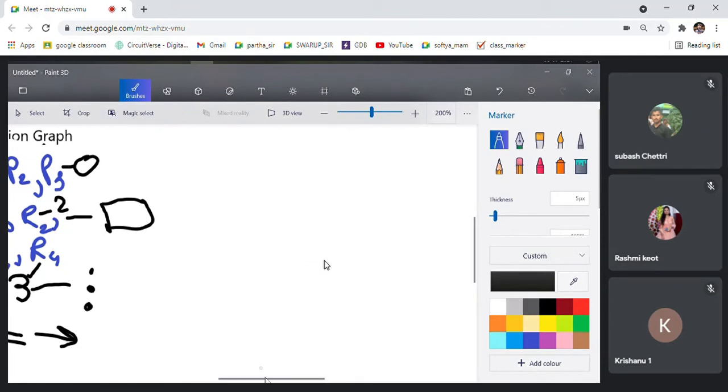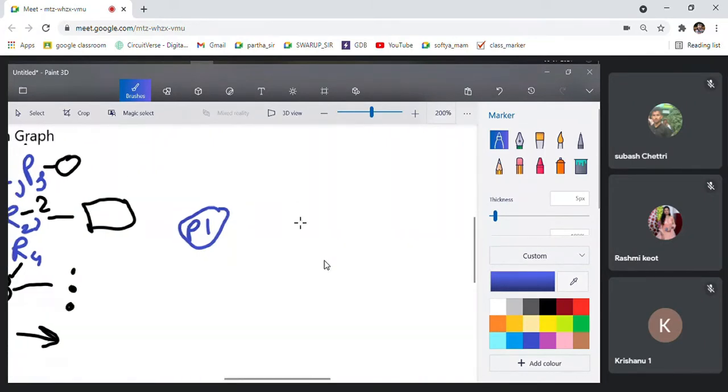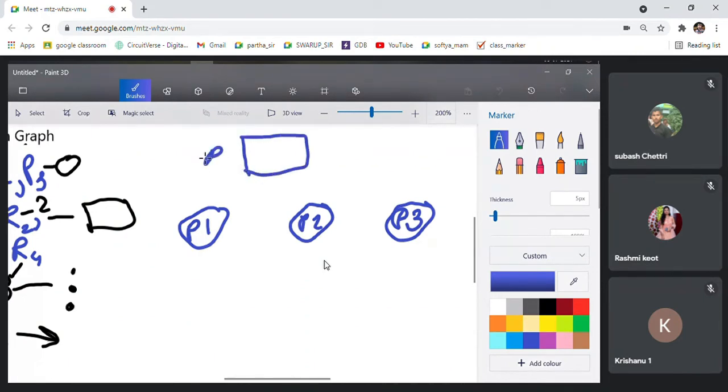Okay, so now let us say I have process P1. I'm given processes P1, P2, P3. So I draw process P1, process P2, and process P3. Okay, so now I have been given four resources, resource 1, resource 2, resource 3, and resource 4. Let me draw resource R1, and I am being given that resource R1 has only one copy.